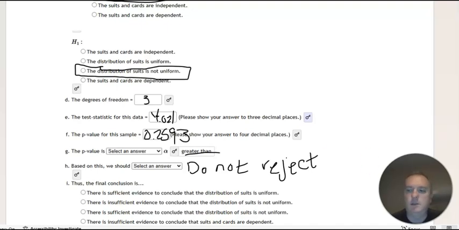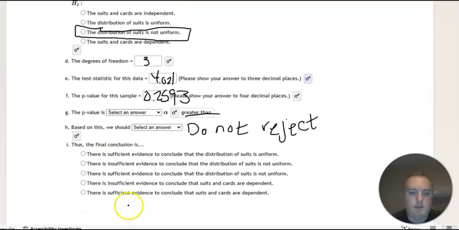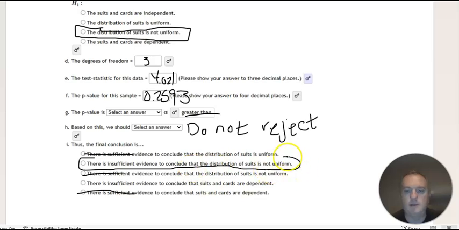So the final conclusion is, out of these choices, if we do not reject, we would never say there's sufficient evidence, so I will take care of that. There's insufficient evidence to conclude that the distribution of suits is not uniform. Remember, it's the null hypothesis that we're saying there's not enough evidence to say that it's not true.